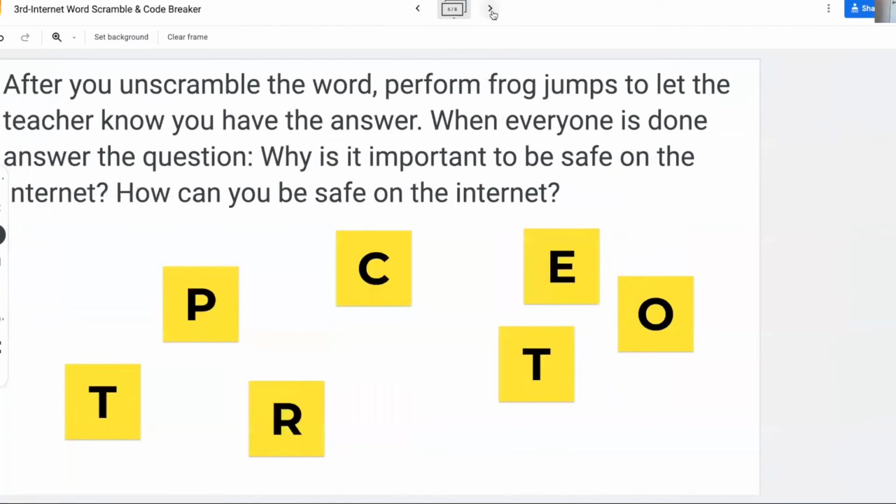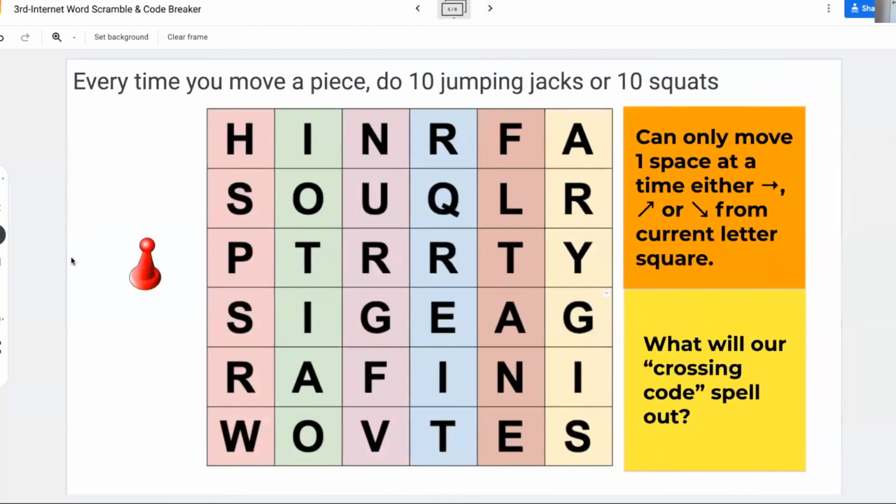Okay, here we go. We have another activity. This is a crossword board where you have to try to find the word to get across to the other side. You can only move diagonal. You can only move to the side or diagonal going down. So it's either up, it's either to the side, or it's either down. You can't skip over. Has to be right next to the next letter. Every time you move a piece, do 10 jumping jacks or 10 squats. And let's see if you can figure out what the word spells to get to the other side.